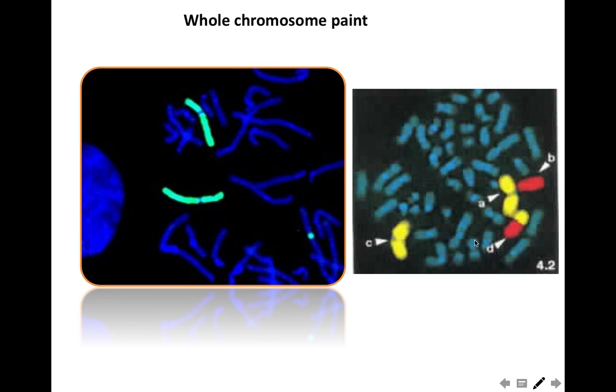This is a metaphase spread. Of course, chromosome painting is done on a metaphase spread; it can't be done on interphase. So here I have one chromosome labeled in yellow and the other chromosome painted in red. You can see there are two yellow chromosomes, one normal red chromosome, and one chromosome which has part from the yellow and part from the red.